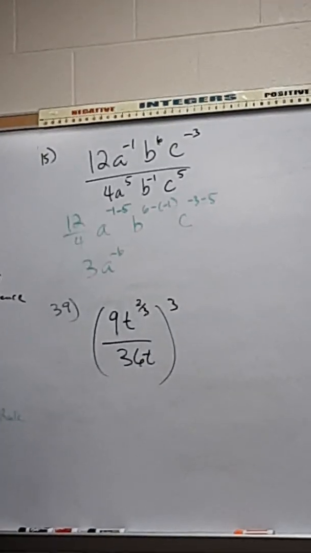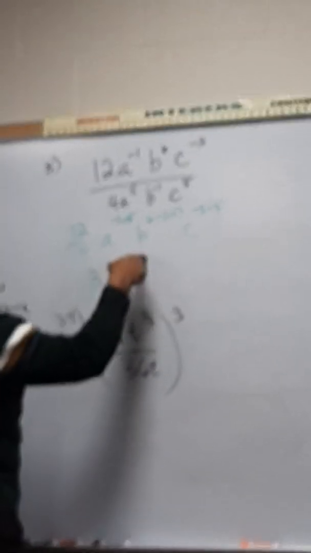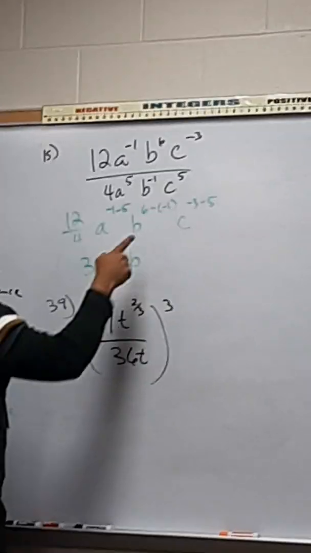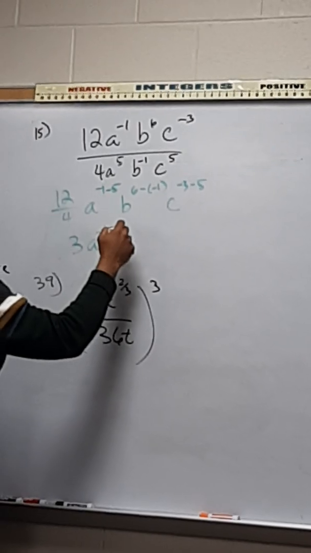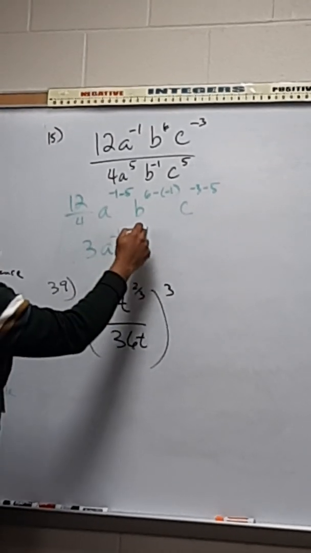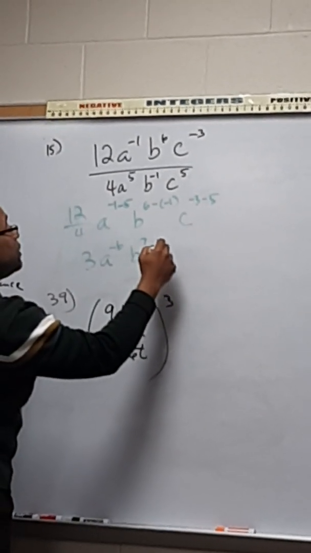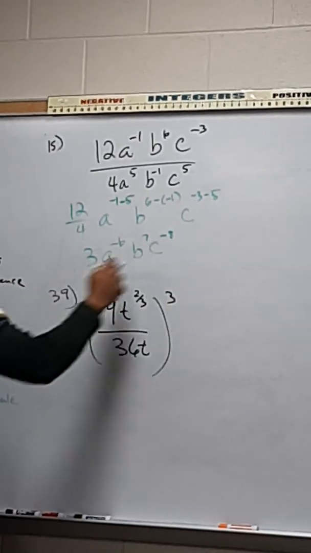So make that correction. B to the what power? What do you have in your paper? B to the what power? 7. Good. C to the what? -8. Okay, correct. That's correct.